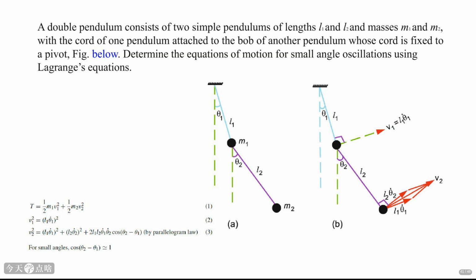For small angles, cosine theta approximately equals 1 minus theta squared over 2. This simplifies the potential energy to V approximately equals m1 times g times L1 times theta 1 squared over 2, plus m2 times g times L1 times theta 1 squared over 2, plus m2 times g times L2 times theta 2 squared over 2.